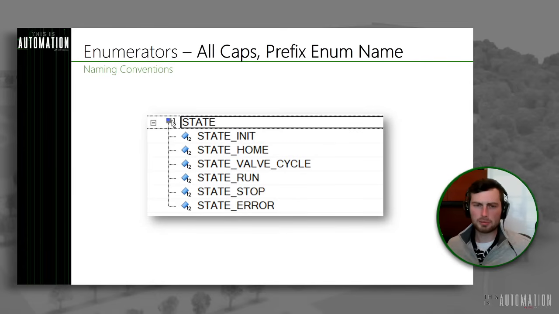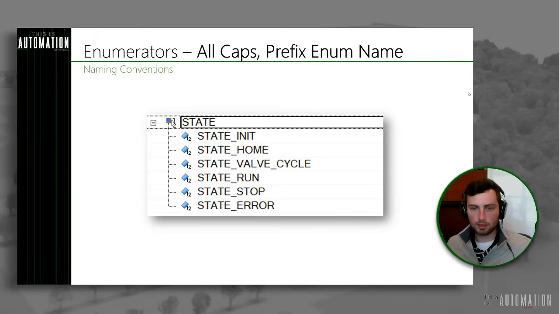Okay, another one that's maybe underused, I would say, is enumerators. We talked about this last episode a little bit. We use these a lot in a state machine, where we have different defined states for our machine and then defined transitions between them. For example, we may start in an initialization state, and once we're initialized, move to a home state. And then, in this case, what we're showing here, some valve cycle state, then a run, then a stop, and then maybe if something goes wrong, we'll go to our error state.